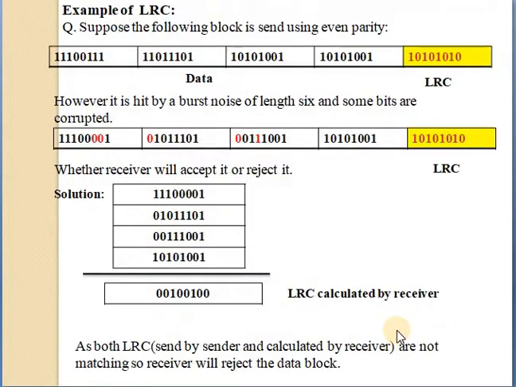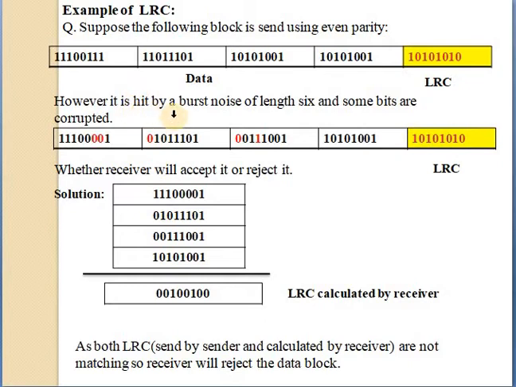The next point is an example of LRC. Suppose the following block is sent using even parity. This is a block sent using even parity. This is the data and this is the calculated LRC. After that, it is hit by burst noise of length 6 and some bits are corrupted. Here this is the data and the LRC calculated by the sender. The sender sends this LRC and this is the original data.